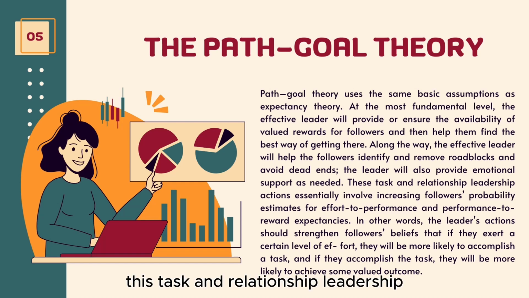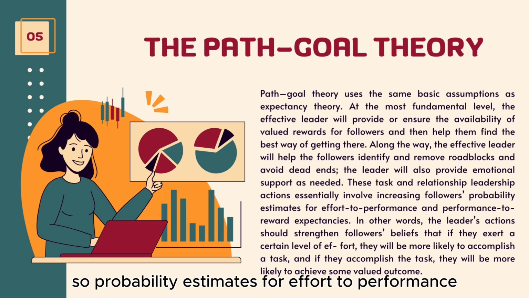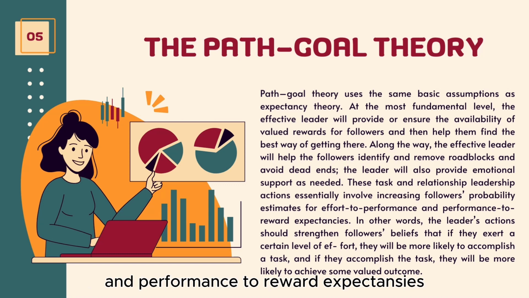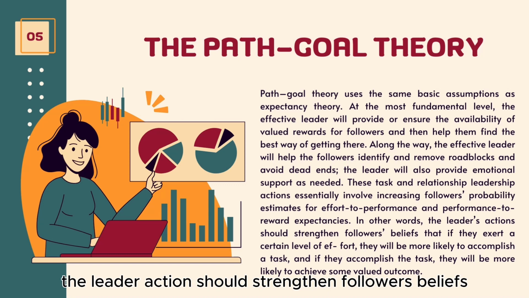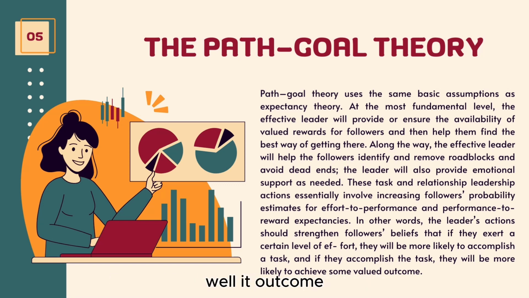These tasks, relationship leadership, and actions essentially involve ensuring followers' probability estimates for effort-to-performance and performance-to-reward expectancies. In other words, the leader's actions should strengthen followers' beliefs that if they exert a certain level of effort, they will be more likely to accomplish a task, and if they accomplish the task, they will be more likely to achieve some valued outcome.